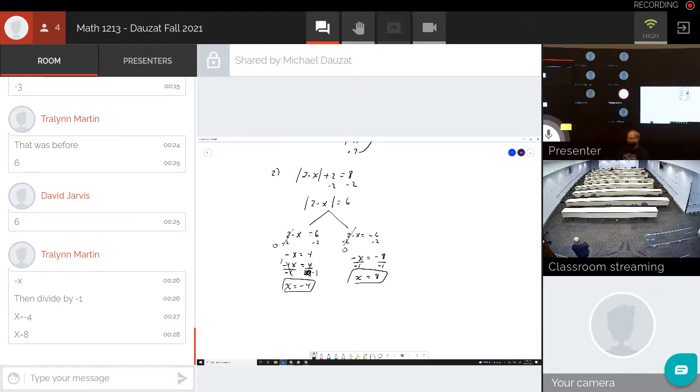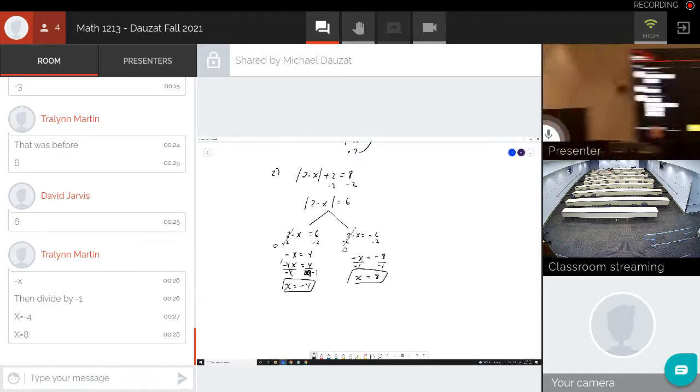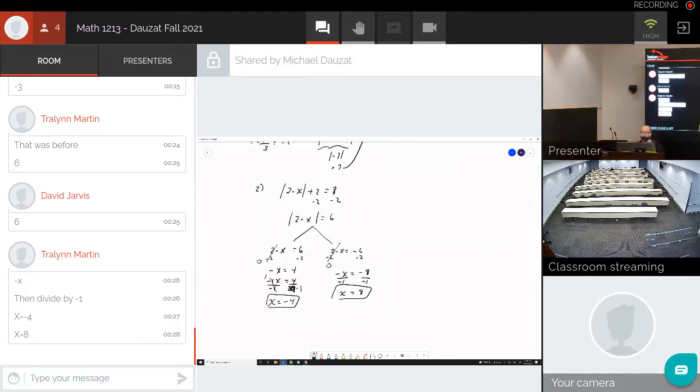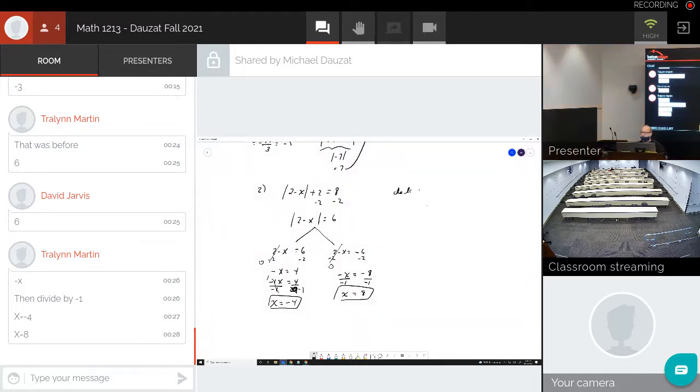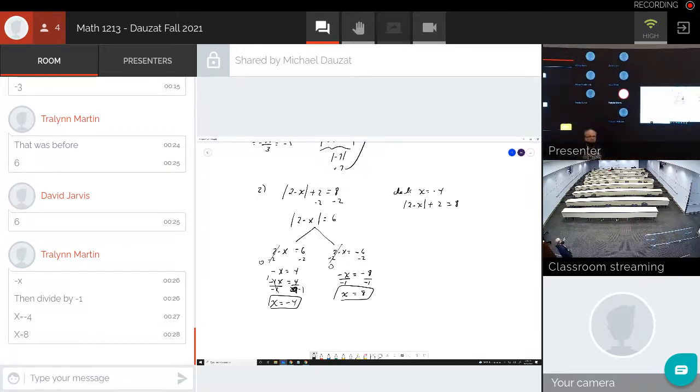And let's just check one of them. Let's check negative 4. Let's go back and check negative 4, just to show you what to do. So let's check x equals negative 4. So it goes back to the original. And my original is the absolute value of 2 minus x, plus 2, is equal to 8. That was the original. So in place of x, what will I substitute? Negative 4. In place of x, you'll substitute negative 4.